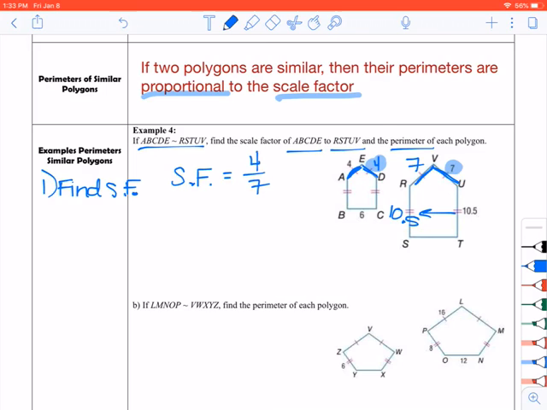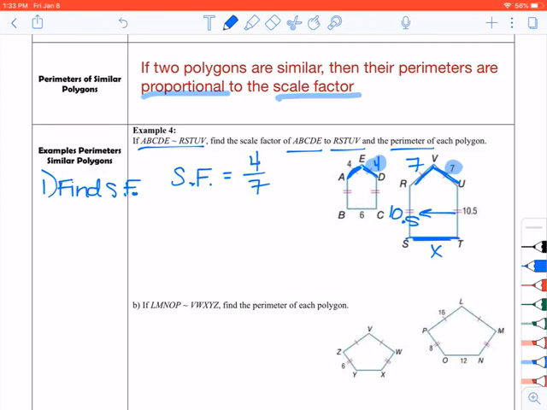Okay, now when I want to find the perimeters, I need to make sure I have all of the sides of at least one of the shapes. If I'm looking at both of these, the first one's missing 2 sides. I'm missing AB and DC. The second one, once I've labeled everything, is only missing this one, ST. So I'm going to solve for that ST first. I'm going to make that X to solve for that side.